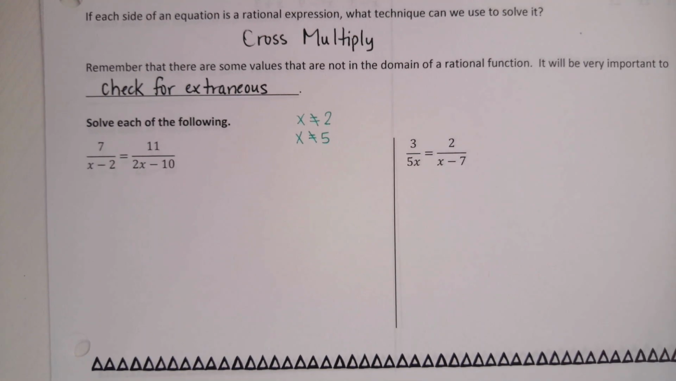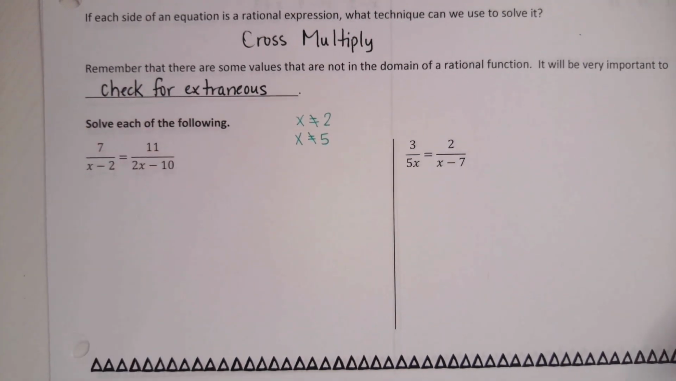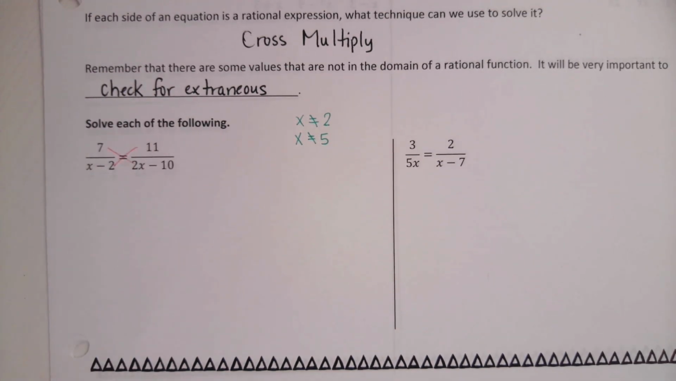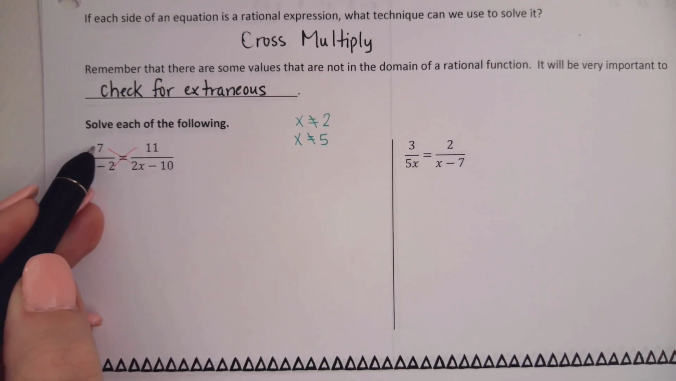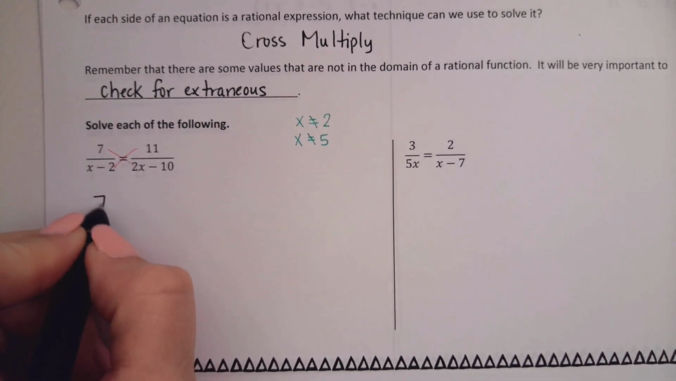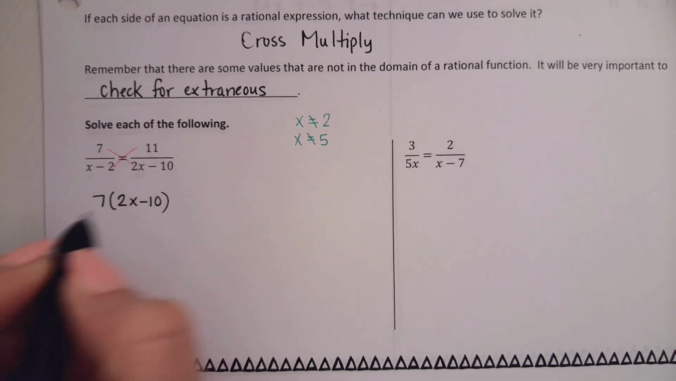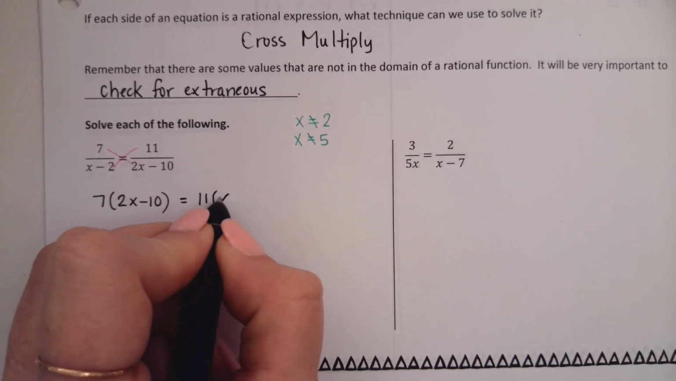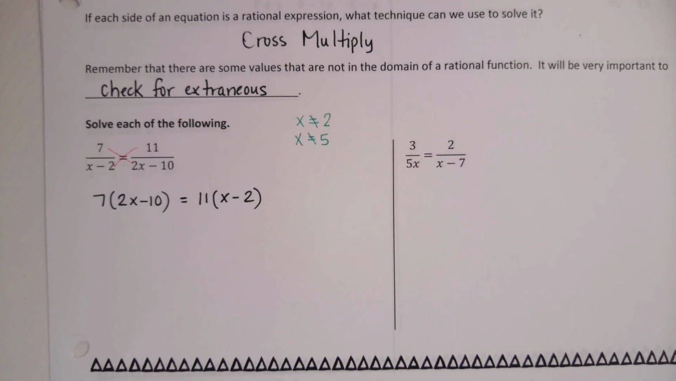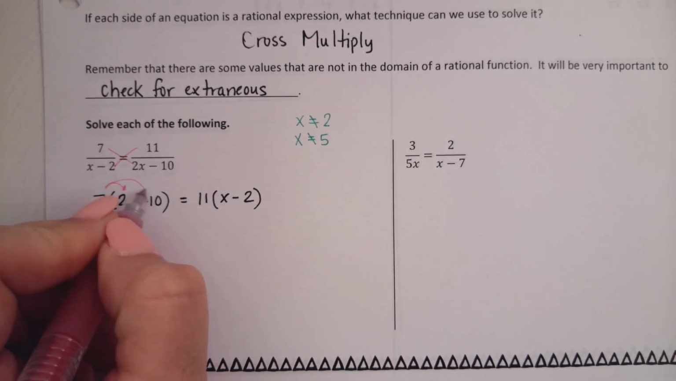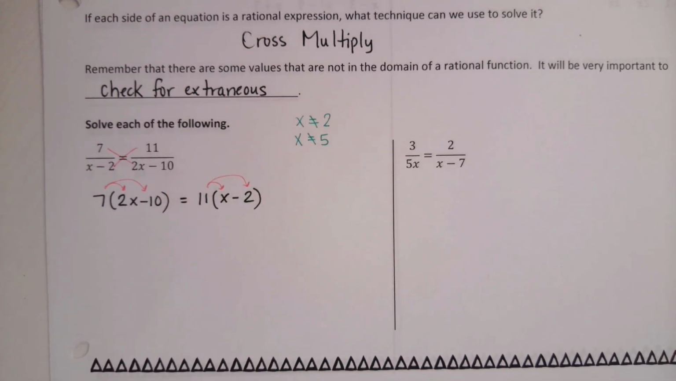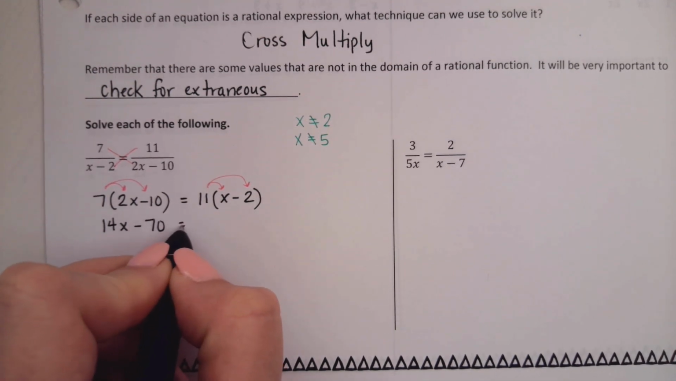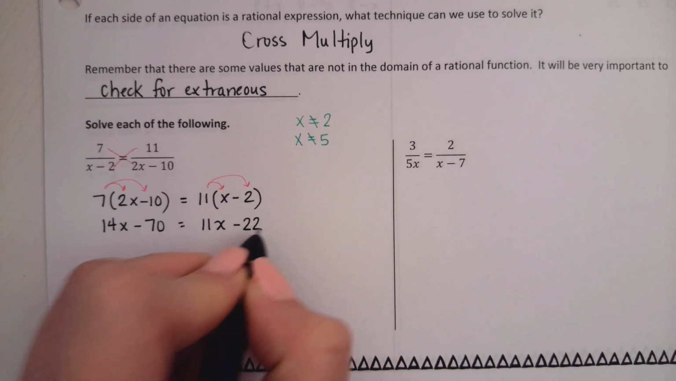They'll be extraneous. But we do have just one fraction equals one fraction, so I know that I can cross multiply these two. Man, it feels nice to cross multiply, right? So that means we're going to need to do 7 times this entire denominator, 7 times 2x minus 10, and set that equal to 11 times the x minus 2 denominator, 11 times x minus 2. Then we can do a little distributing on both sides, giving us 14x minus 70 equals 11x minus 22.